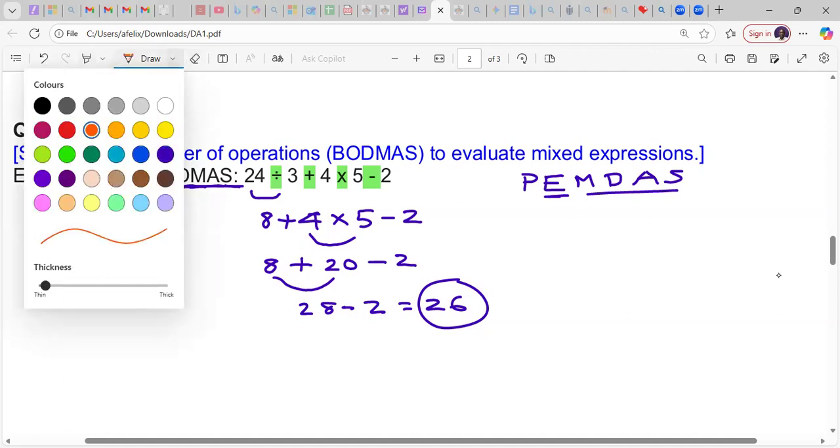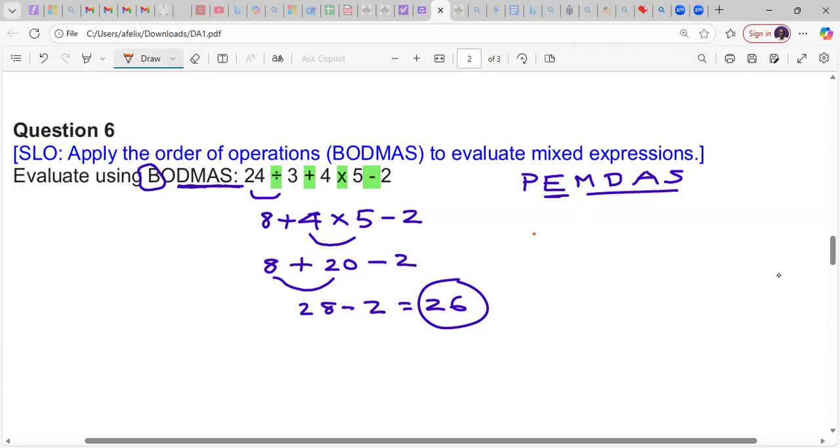I'll work this one in red. There are no brackets. There are no exponents. There is, however, multiplication, which is this. Right, so let's multiply first. So the sum now will be 24 divided by 3 plus, let's multiply first. The multiplication has to do with the 4 multiplied by 5. Are you seeing that? So that will give us the 20. And then the rest of it remains minus 2.